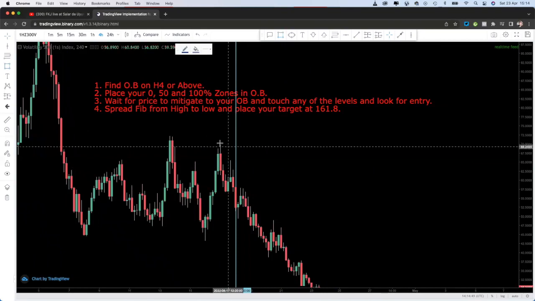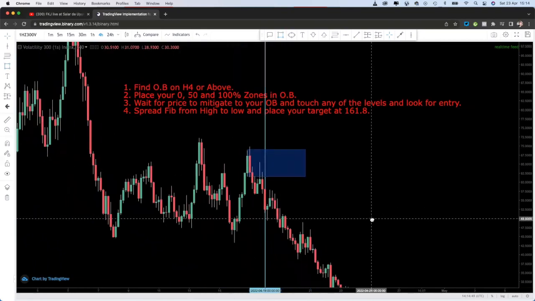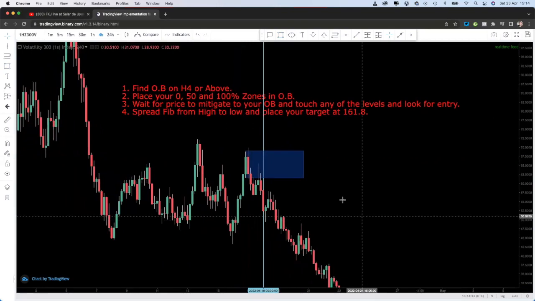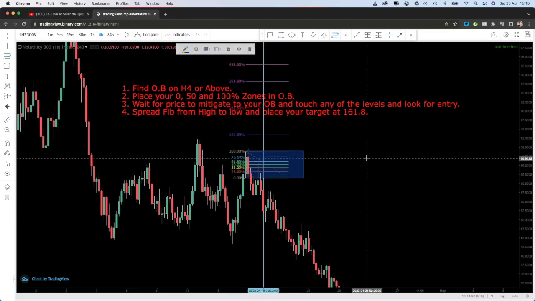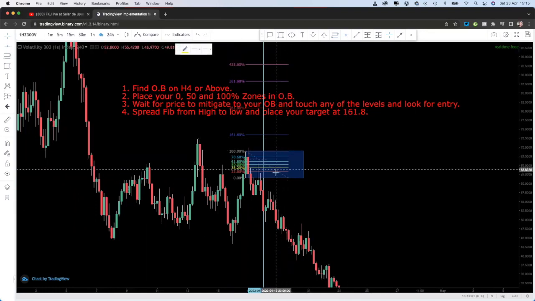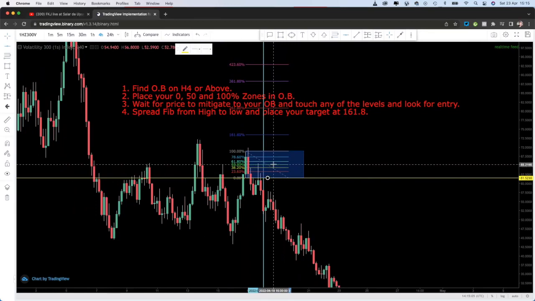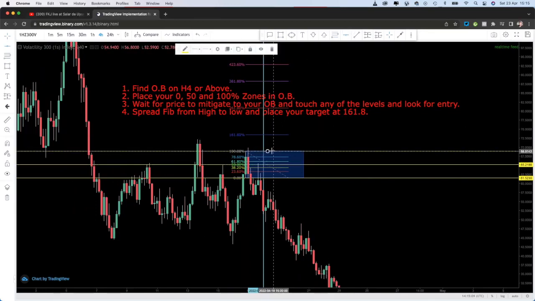Number one, find an order block on the H4 time frame or above. Bam, we got order block number one done. Next, place your 0, 50 and 100% zones in the order block. How I like to do that, I take my Fibonacci from the high point to the low point right here, then place a line. That's my 0 line, here's my 50, and here is my 100 level. Once that's done, I remove the Fibonacci.